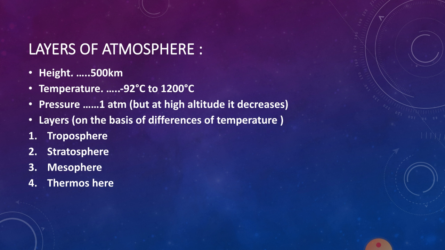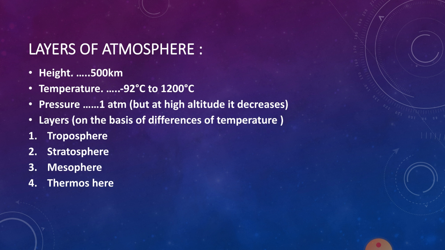There are basically 4 layers of atmosphere. The total height of the atmosphere from the earth's surface is about 500 kilometers. Fine, 500 kilometers. After 500 kilometers, plus or minus, the space starts where there is no air and no gases, so we call that space. Clear? The height of the atmosphere is about 500 kilometers.